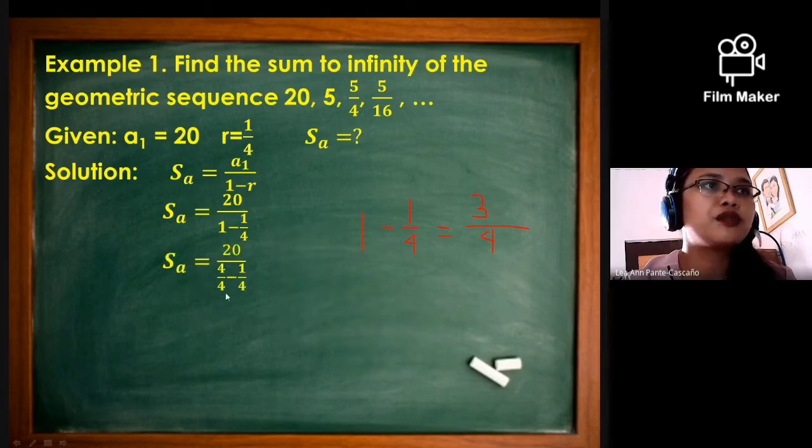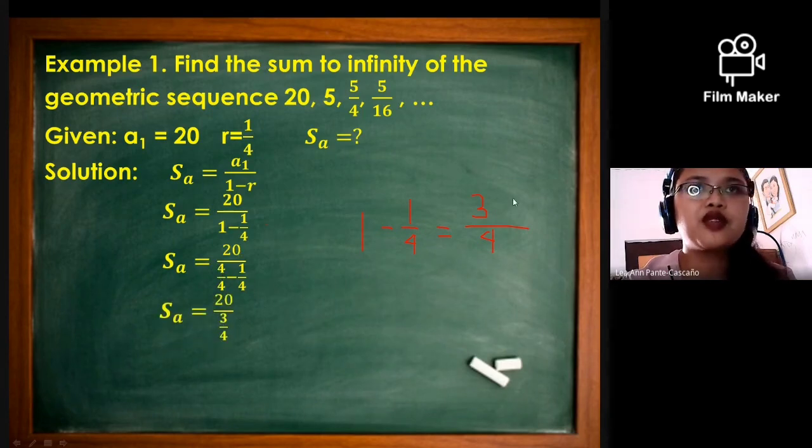Ayan yung pinakita kong mahaba po. Pwedeng ganyan yung process. Diba? Same lang naman yung sagot. Pwede mo nang hindi ito gawin. Pwedeng diretso ka na lang. 4 times 1 is 4. Minus 1 is 3. So 3.